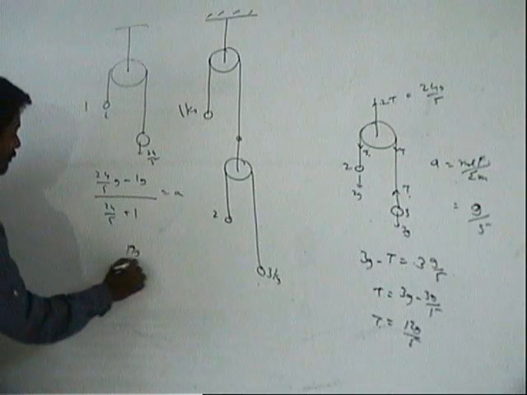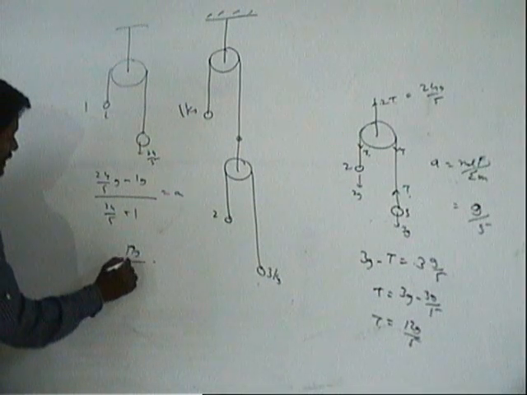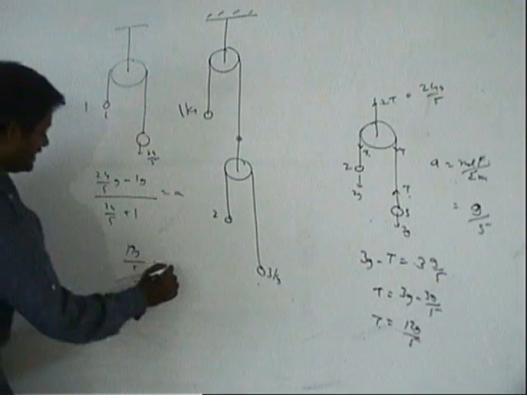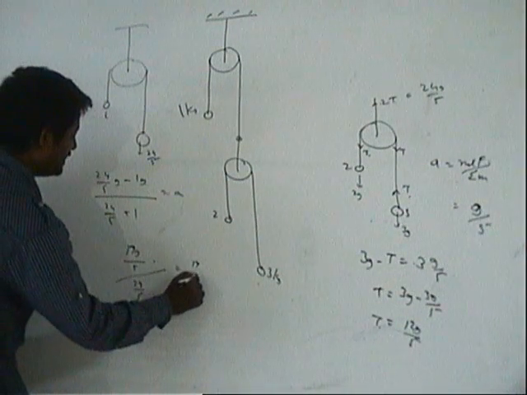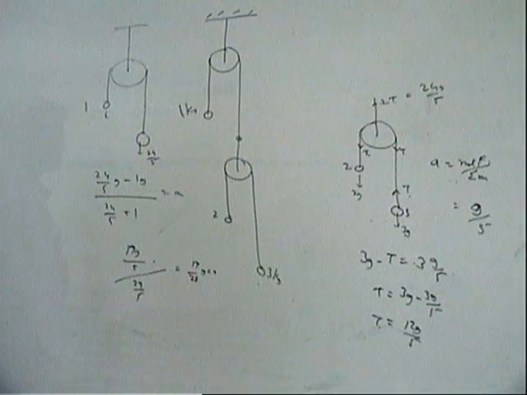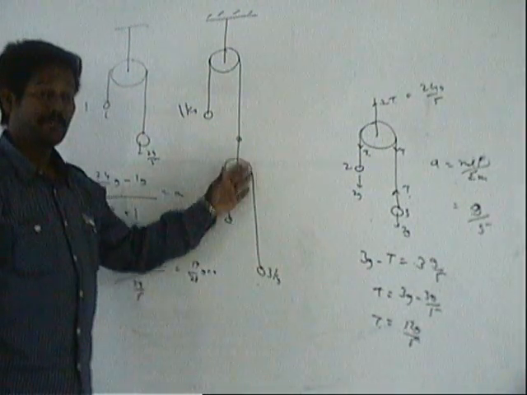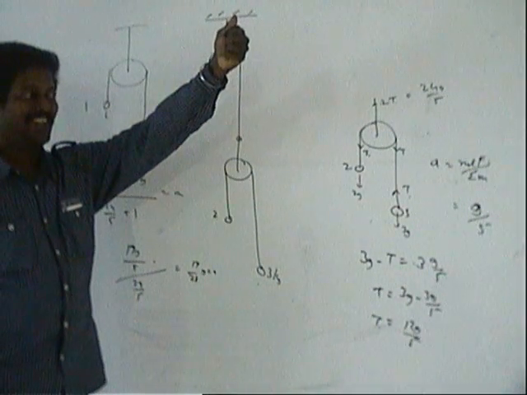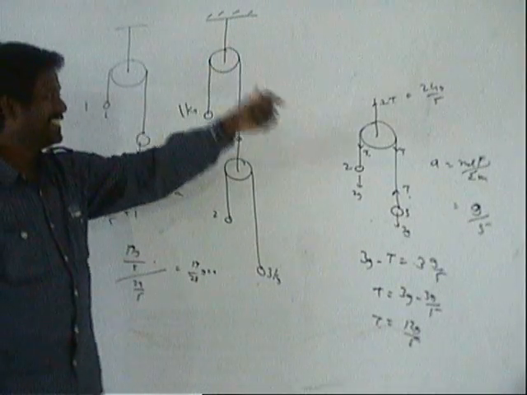19g by 5 by 29 by 5, that's equal to 19 by 29g. So, that's the technique we use. Instead of dealing with the pulley and all that, we just cut this and hold it. How much is the tension you experience?